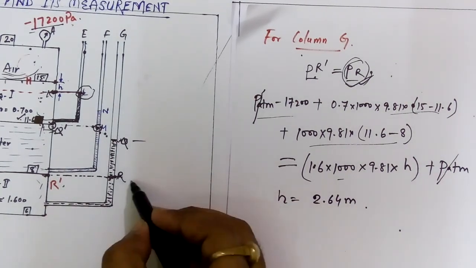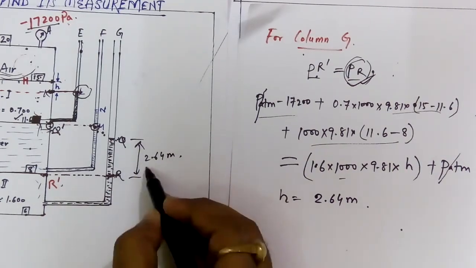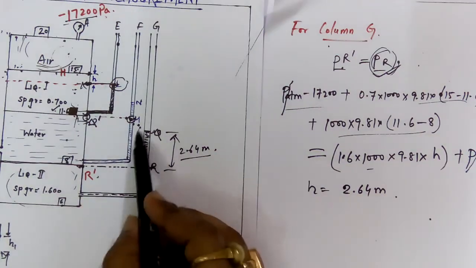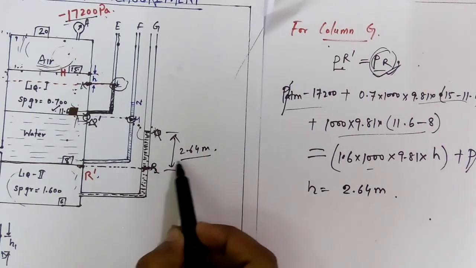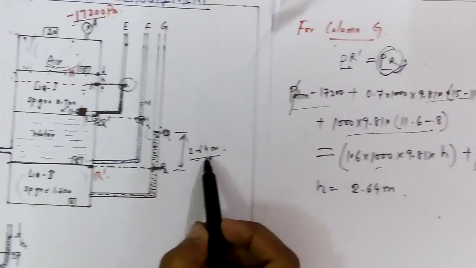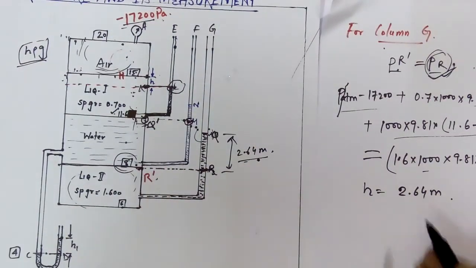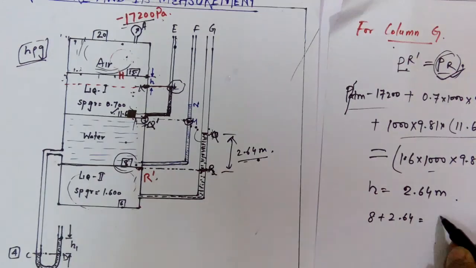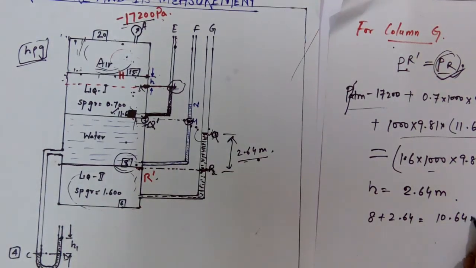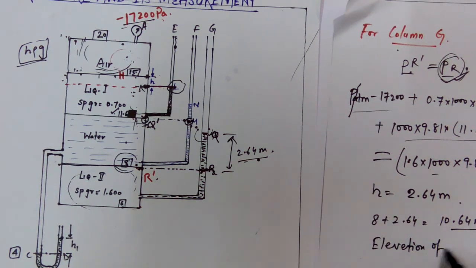That means from here to here it is 2.64 meters. So what is the elevation of this point Q? The elevation of the point R plus 2.64. What is the elevation of point R? It is given here, 8. So it is nothing but 8 plus 2.64. This is coming 10.64 meters. This is nothing but the elevation of Q.